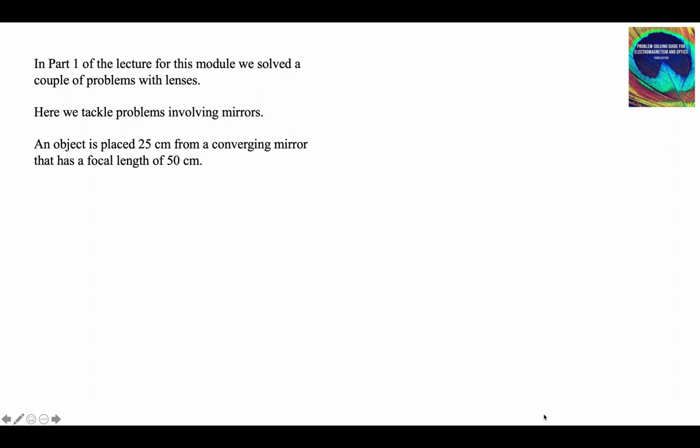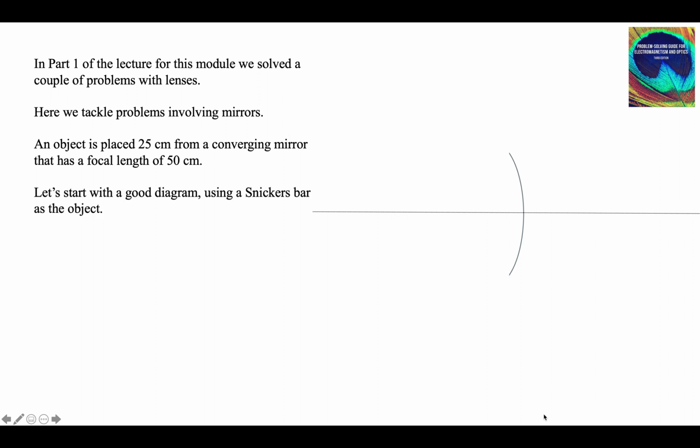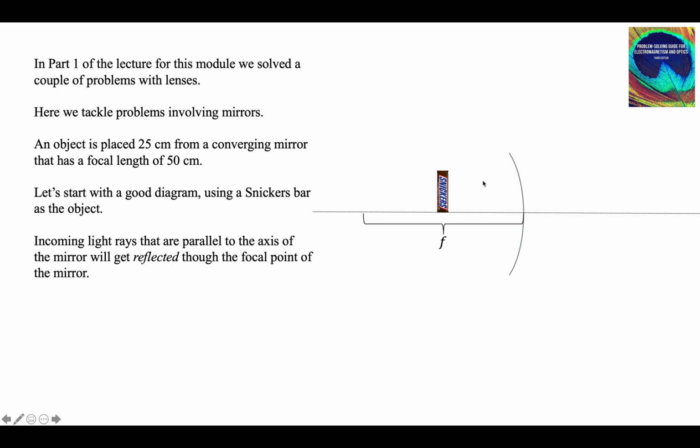A converging mirror converges the light. It has a focal length of 50 centimeters. There's our converging mirror. There's a good diagram. We'll use a Snickers bar as the object. And we see the focal length is 50 centimeters. The Snickers bar is 25 centimeters away. So we have a good, proper scale.